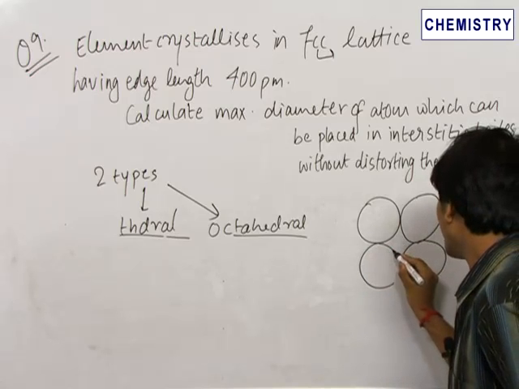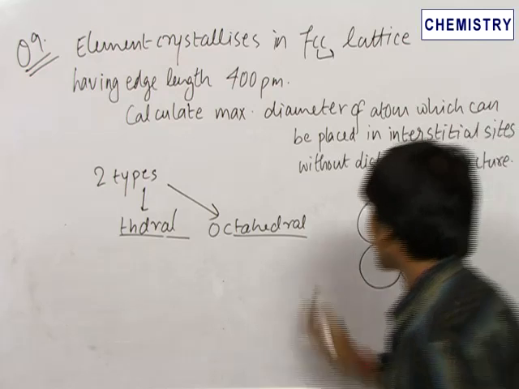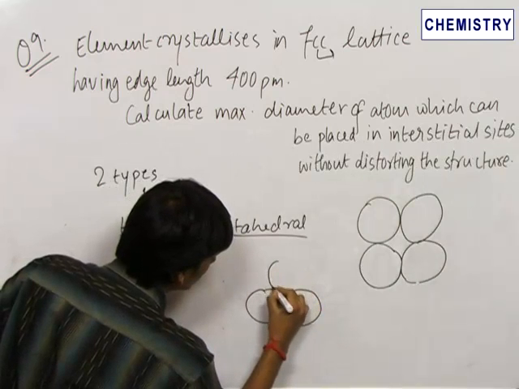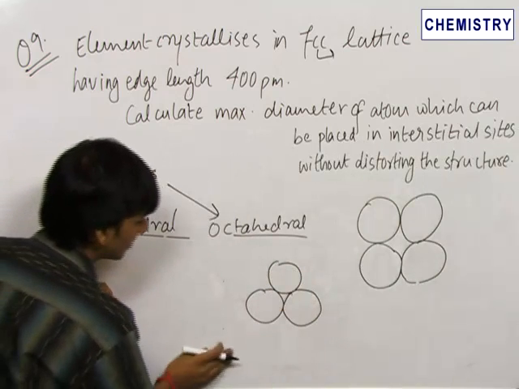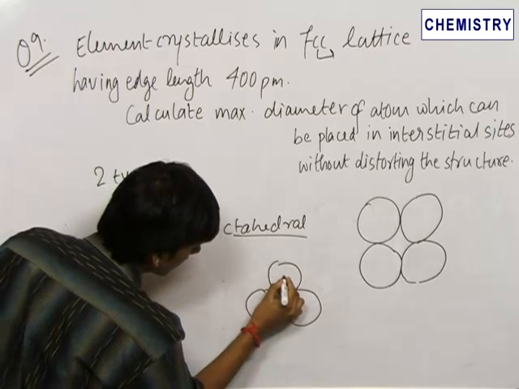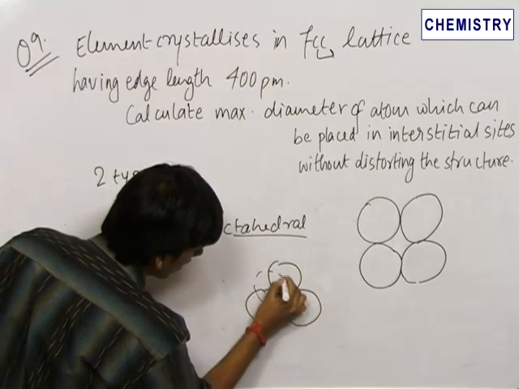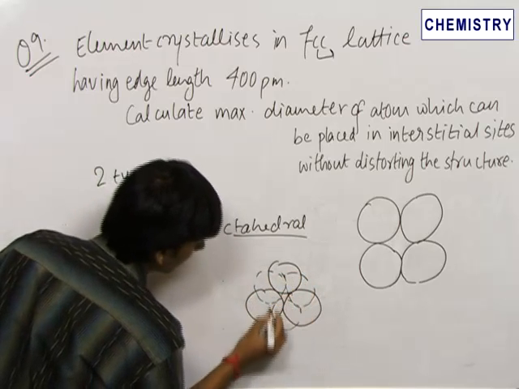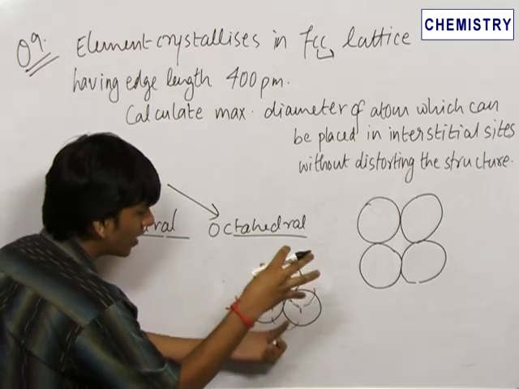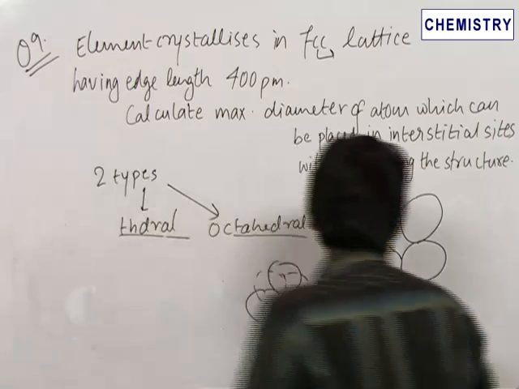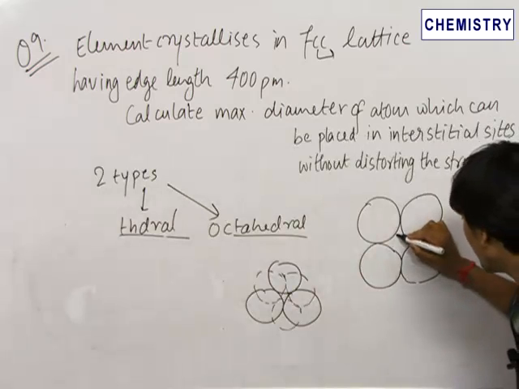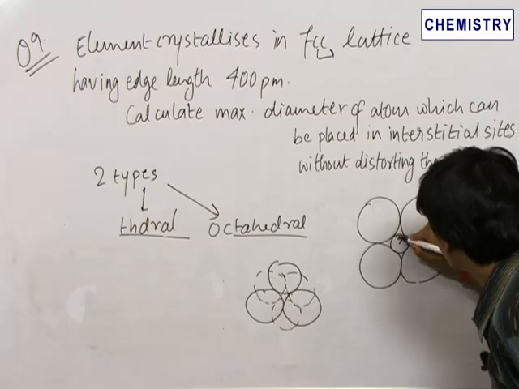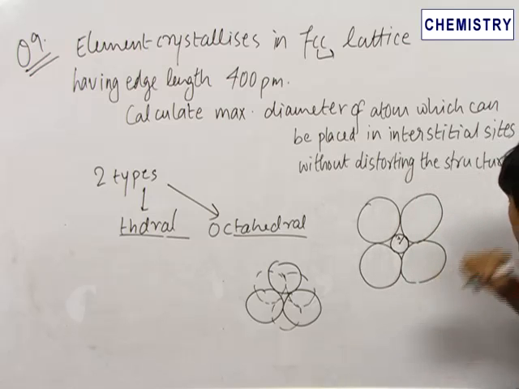the octahedral void can be visualized in this fashion. It is actually formed when three close packed atoms are like this, and on top of this three more atoms are put in. So it is actually formed by the combination of these two layers, and it can be visualized in this fashion also. This is the octahedral void, and the maximum radius of the atom which can be put here, let that be equal to r.